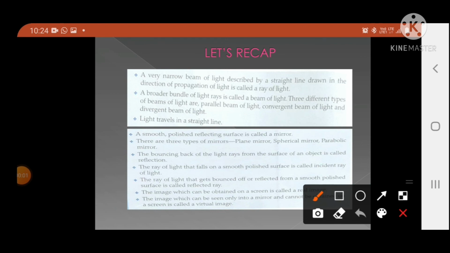Let's recap what we learned today. A very narrow beam of light, described by a straight line drawn in the direction of propagation of light, is called a ray of light. A broader bundle of light rays is called a beam of light. The three different types of beam of light are parallel, convergent and divergent.